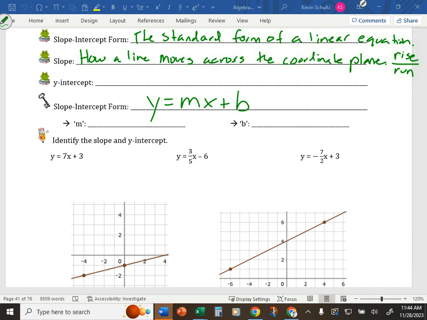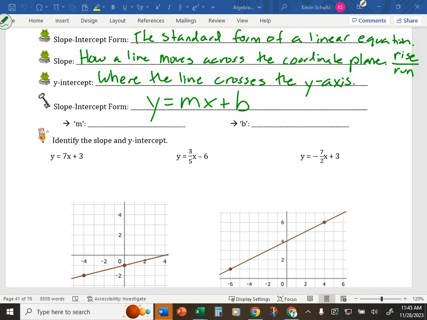But what's the y-intercept? What's the definition of a y-intercept? When we talk about the y-intercept of a line, what are we talking about? Have we all forgotten? It's okay. The y-intercept is where the line crosses the y-axis. Where the line crosses the y-axis.